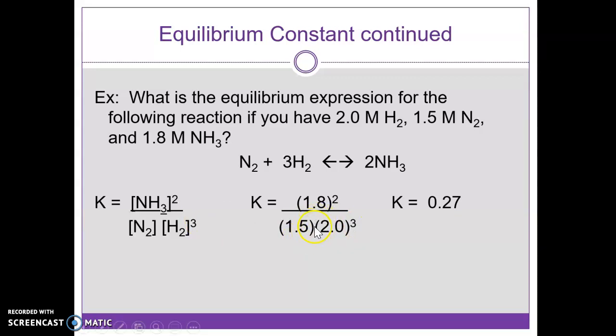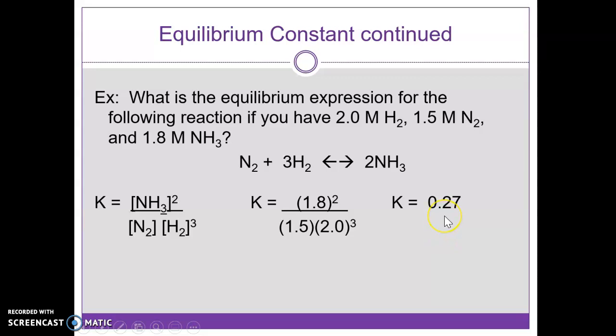A lot of people, for some reason, stick a plus sign right here in between the 1.5 and the 2, so just be careful and recognize that they are being multiplied by each other. And if you're typing this all in your calculator in one step, you might want to put parentheses around the whole bottom of the fraction just to make sure that order of operations doesn't mess it up. So if you're not getting 0.27, try doing it again, but putting the whole bottom of the fraction in parentheses.